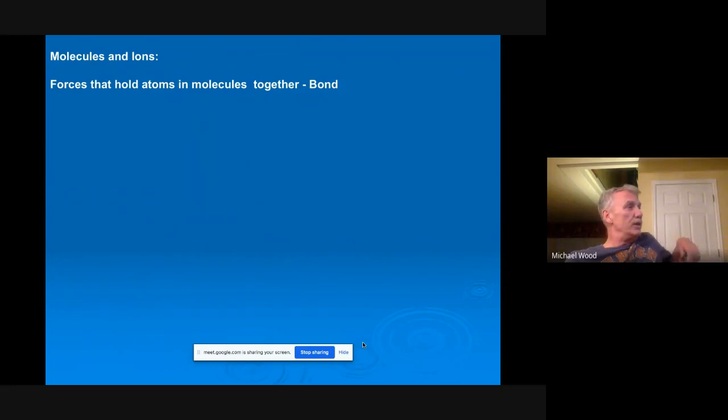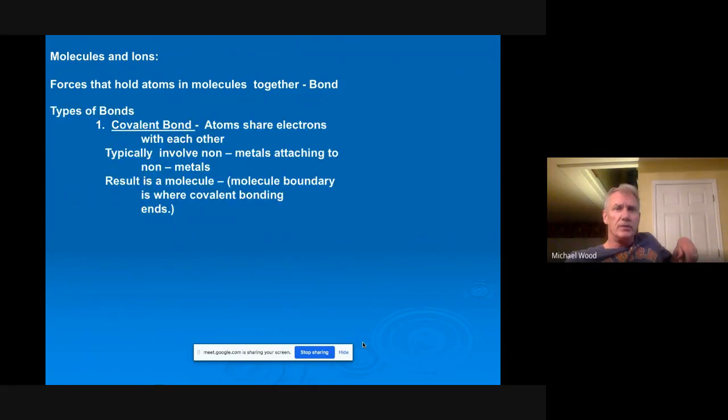Okay, and this is where I'll pick up in class. But the next thing, and again, all this is review: forces that hold atoms and molecules together as a bond. Before I put this up, I could ask you, do you remember the different kinds of bonding? It's been a while now. But hopefully you can remember, we have covalent bonding, which is here. And then we have ionic bonding, which I'm going to talk about.